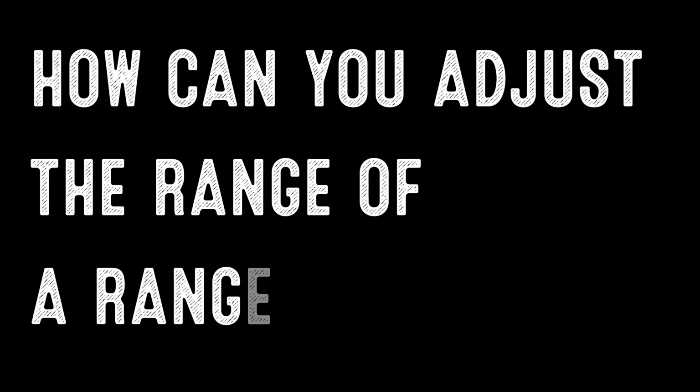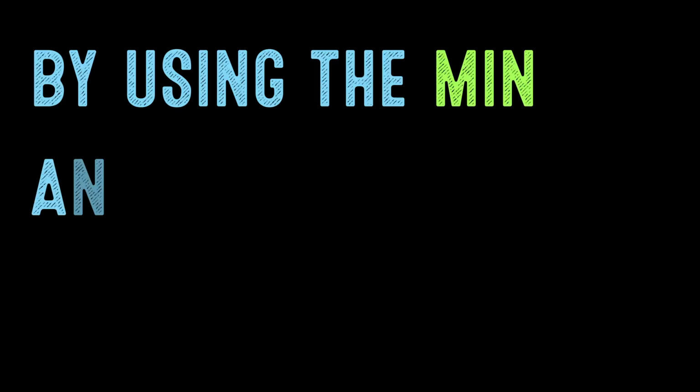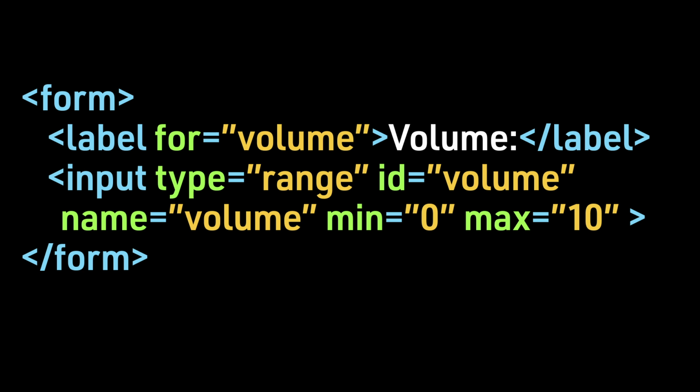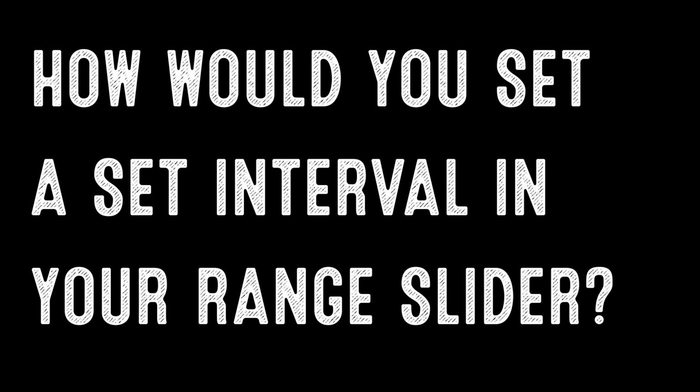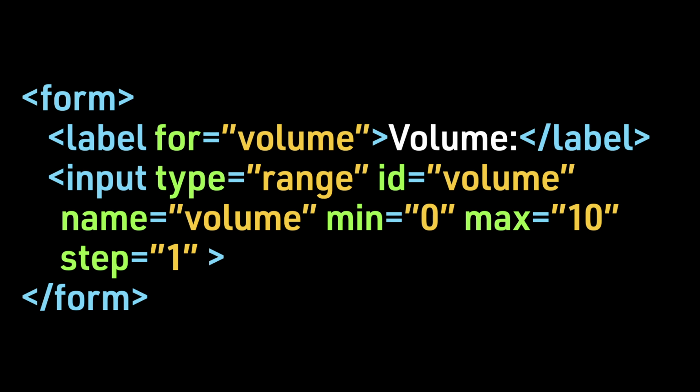How can you adjust the range of a range slider? By using the min and max attributes, you can change the values of a range slider. Here is the code. The code is the same except for the addition of min equals 0 and max equals 10 to the input element. How would you set an interval in your range slider? The step attribute. Here is an example. The code here is different with the addition of the step attribute, with step equals 1.